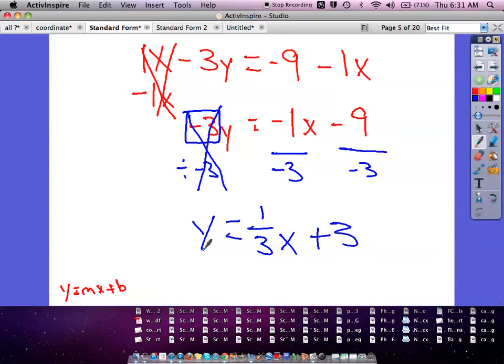Now we've got our y equals. We've got our slope. This would be a positive slope, so we'd have to go up 1 and then over 3. And then our starting point would be 3 on the y-axis.